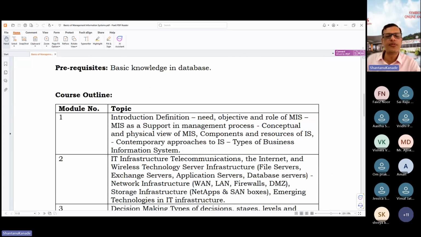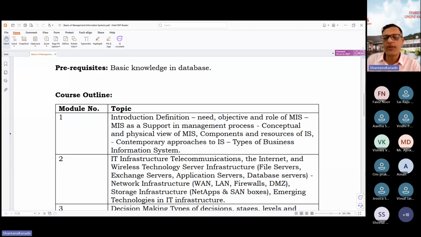The first module deals with the introduction and definitions, the basic concepts of management information system. We are going to see why we need management information system, what are the objectives and role of management information system, how MIS works as a support in the management process, the conceptual and physical view of management information system, and the components and resources of a general information system. Okay, it is a little bit different from management information system.